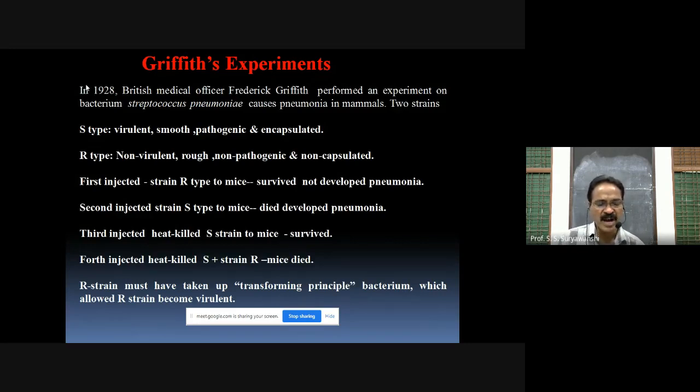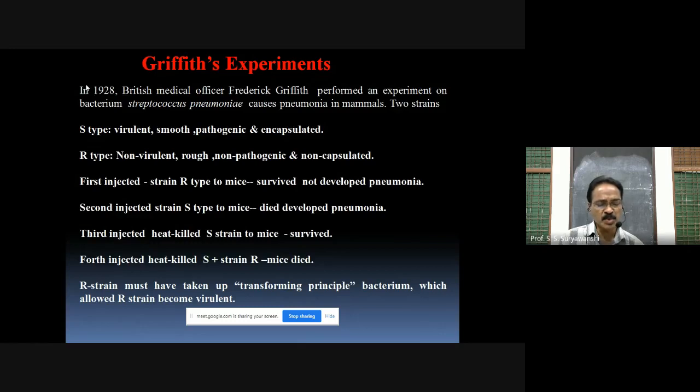So this is the result of R strain injected into the mice. While in the second experiment, in the second group, he injected S strain, which is smooth, pathogenic, encapsulated, and virulent. When he injected this S strain into the mice, he observed that after some days they suffered with the serious disease of pneumonia, and the mice died. So the death is because of that pneumonia, because of S strain, in short, which is virulent or pathogenic.